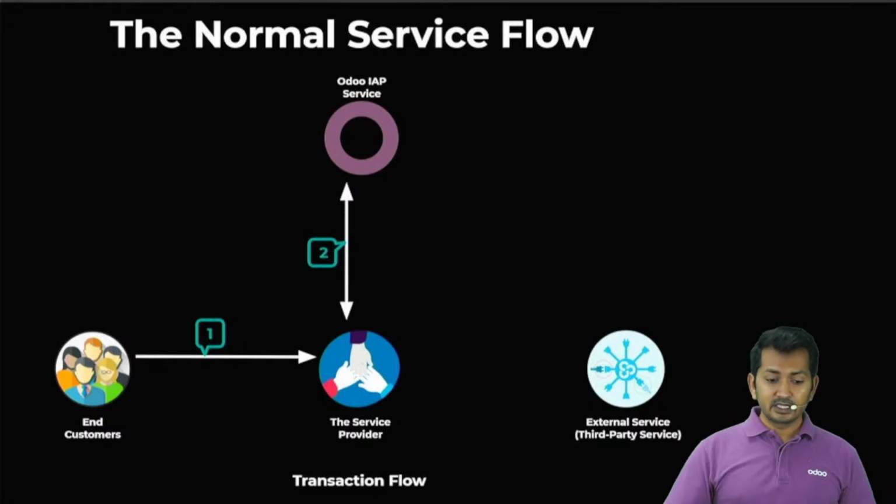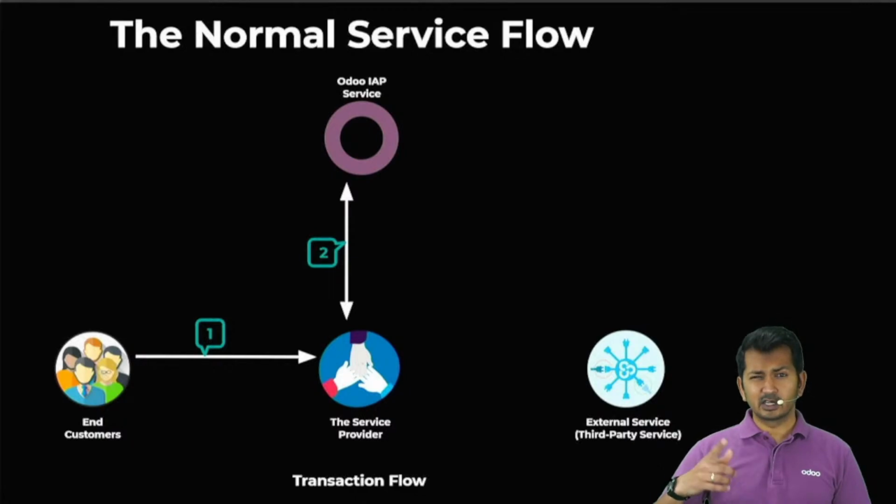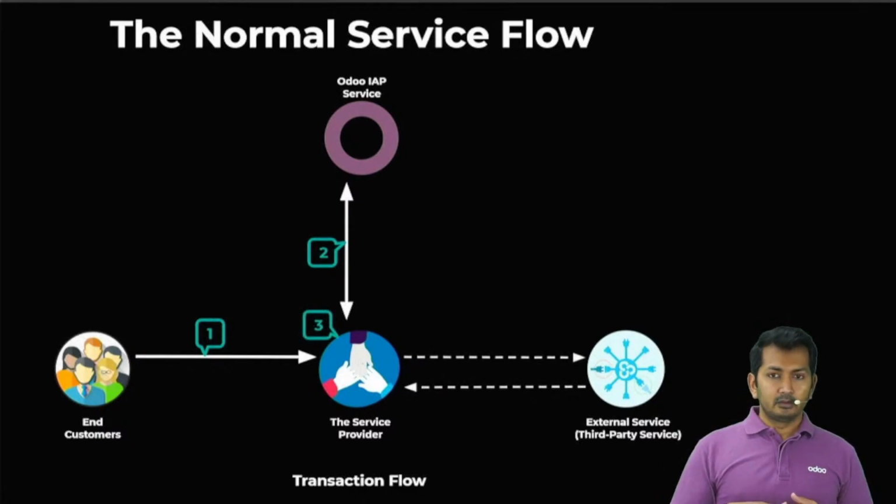And then this transaction will be checked against the IAP to check if the user has the right credit and has signed up for your app. So basically, this is a transaction validation. Now, let's say the service is correct, so that means there is a response coming back to the service provider. If the service is correct, then the service provider will render the service.